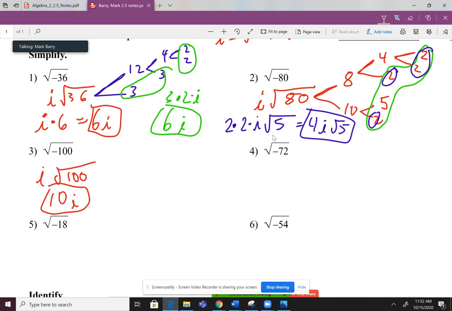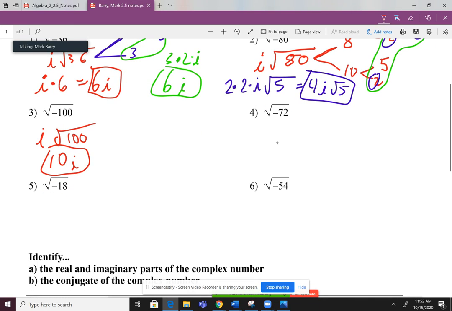All right, next up, number 4. First step, always the same for these ones. When we have the negative inside, take the negative out, or get rid of the negative, and put an i out front. And now we're going to break down 72. Do we know what multiplies to make 72? 8 and 9 is what I would have thought of as well. Whatever order you want there.